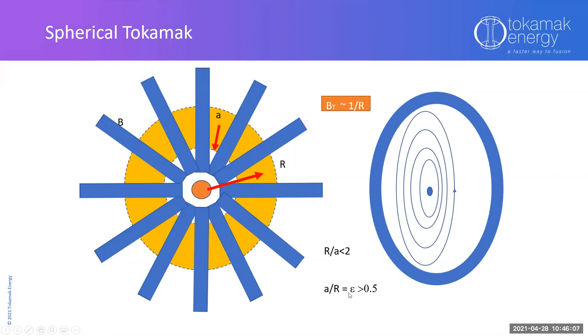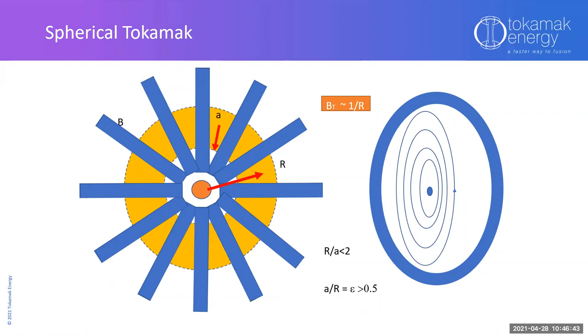The reason why this parameter is called epsilon is that for conventional tokamaks, this quantity is typically small. It's not very small, it's 0.3, but it's considered small in many theories where people do an expansion in this inverse aspect ratio parameter. And in a spherical tokamak, because this inverse aspect ratio becomes large, the ordering in epsilon becomes less applicable, let's say.